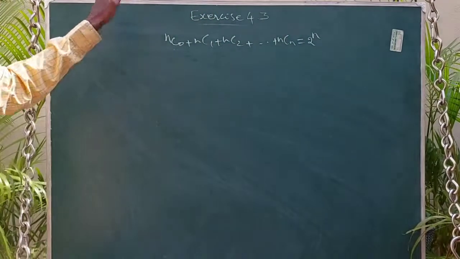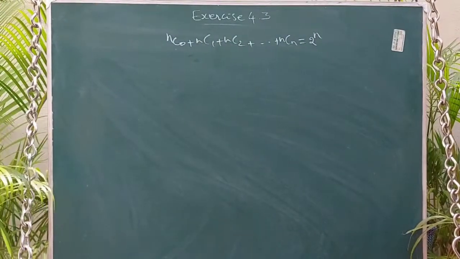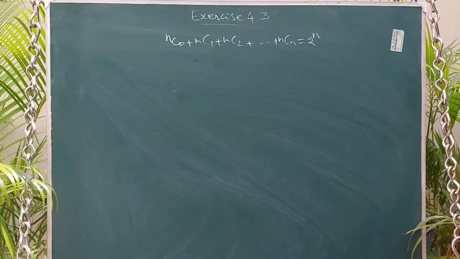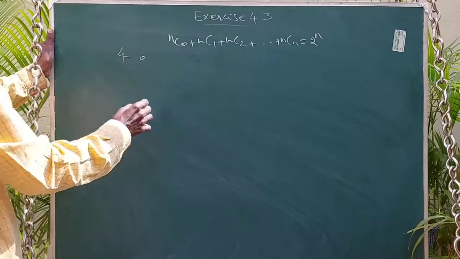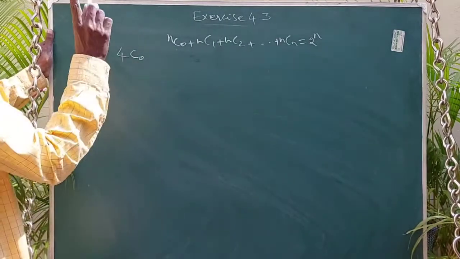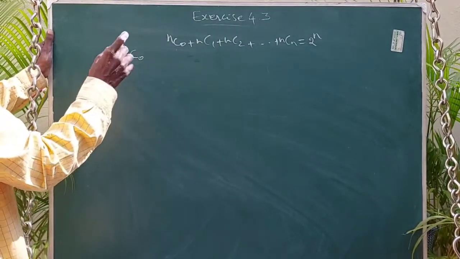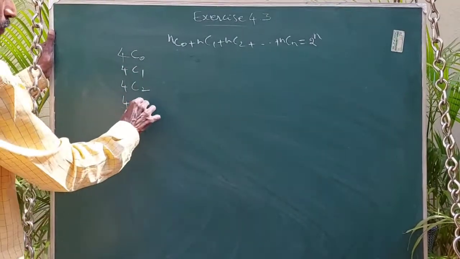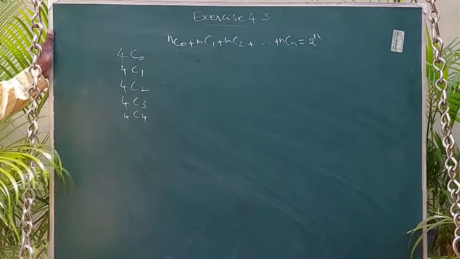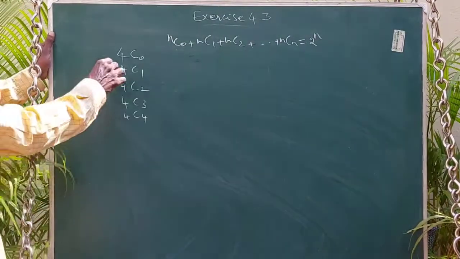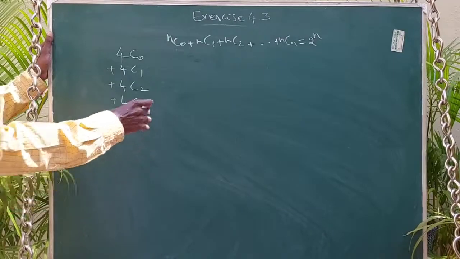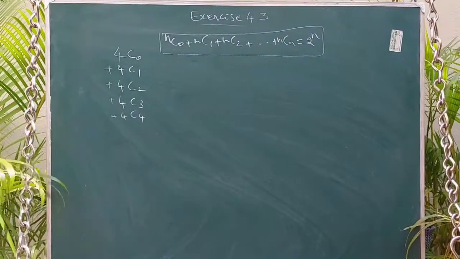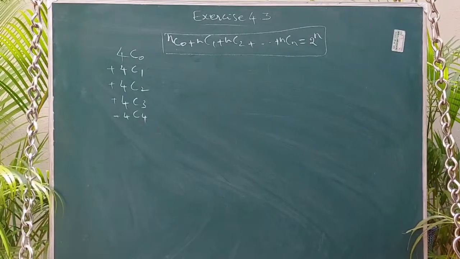Okay. So here the question is to find the total number of subsets. The total number of subsets of a set having 4 elements means we can select nothing, that is 4C0. We can select a subset with one element, that is 4C1. We can select two elements, 4C2, 4C3, 4C4. Okay. So we need all the subsets, so the sum of all the things. That's why we are using this formula nC0 plus nC1 plus nC2 plus up to nCn equal to 2 power n.